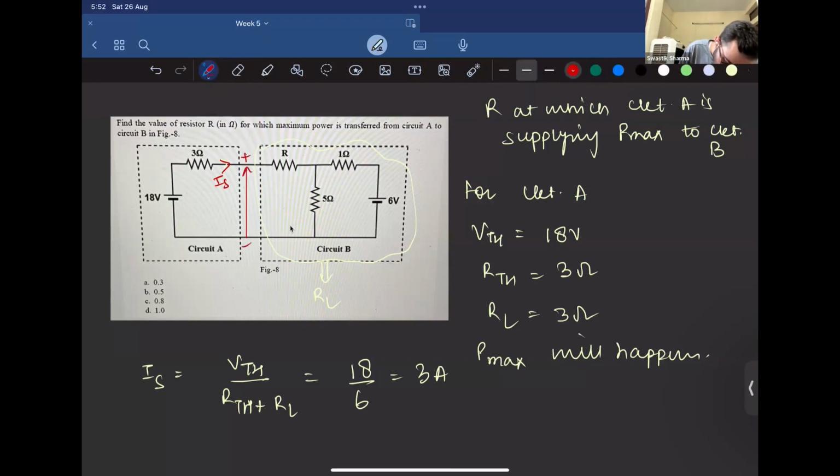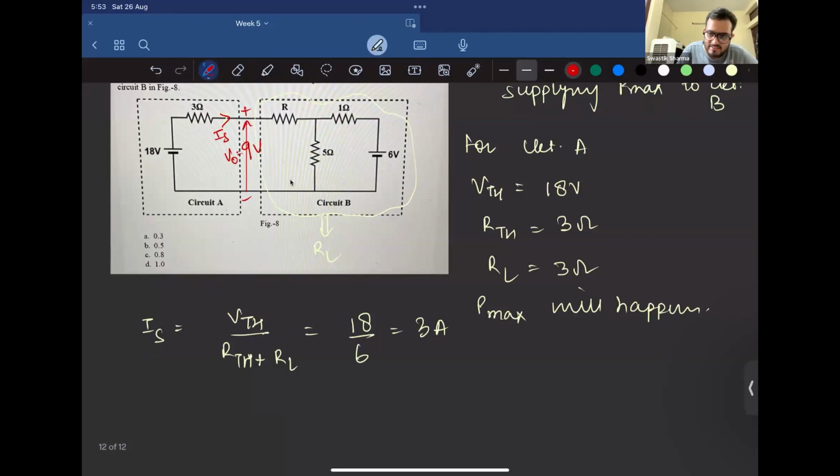Great. So can you tell me what would be the value of V naught? Since RL is 3 ohm, the value of V naught would be 3 into 3, 9 volt, right? Now tell me, if I have this circuit, can you tell me what would be the value of R? How will you tell me?